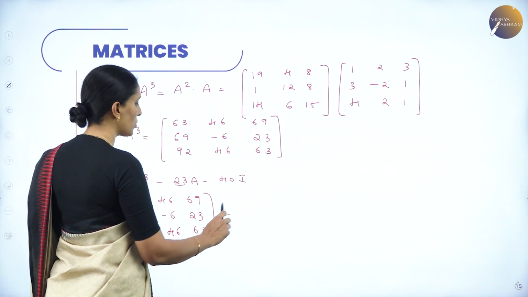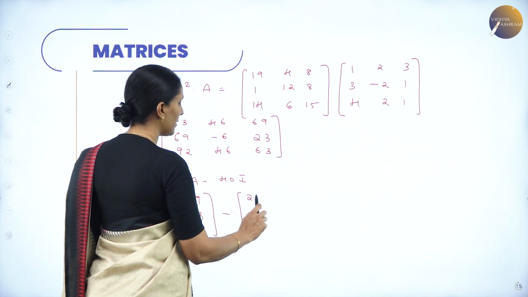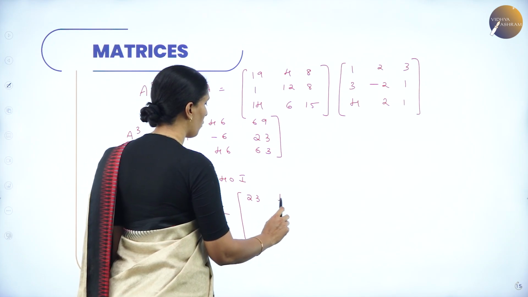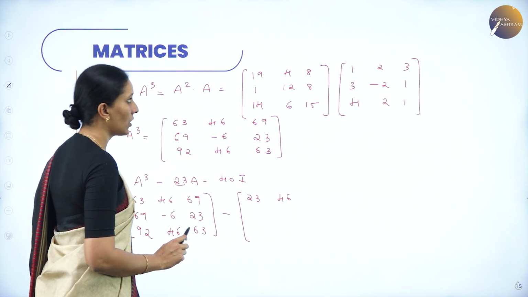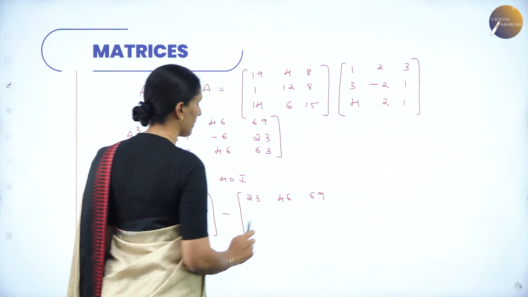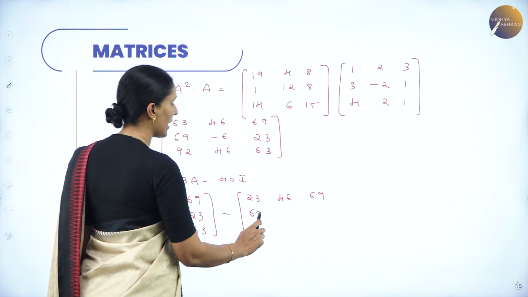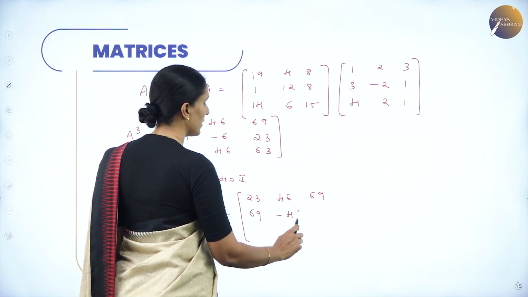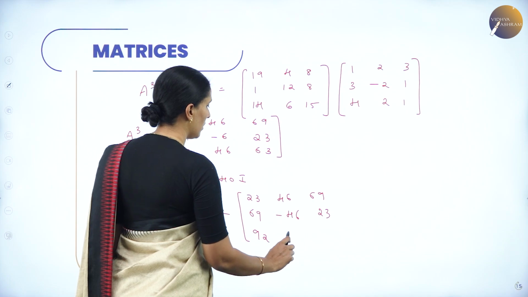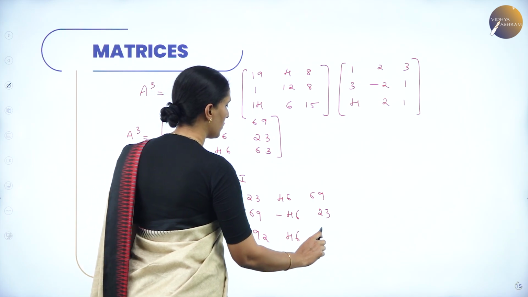I'm just multiplying 23. So we get 23 here. Again 23 twos are, we'll get it as 46. Next, we have 23 threes are 69. Next again, 69 minus 46, 23, 92, 46, 23.